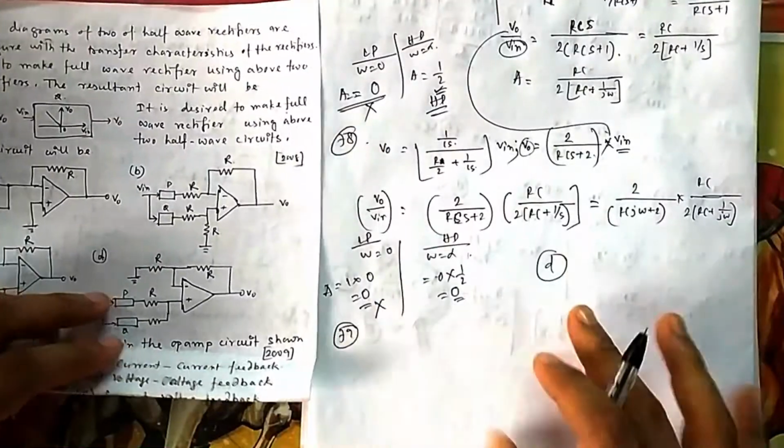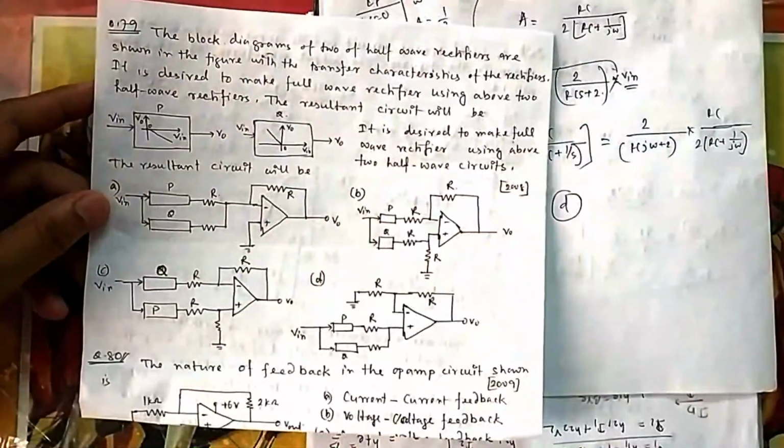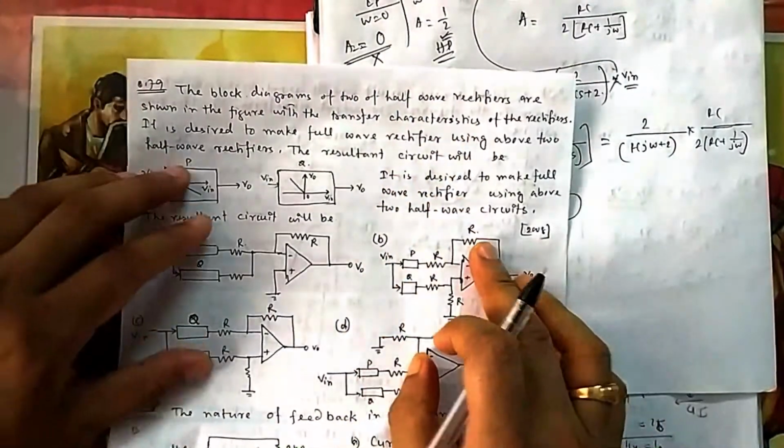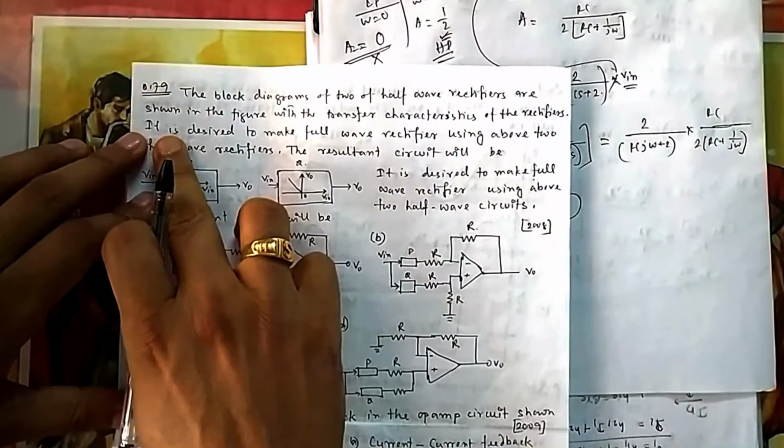Now if you come to question 79, what they are asking here: a block diagram of two half-wave rectifiers is shown in the figure, with transfer characteristics of the active rectifier.